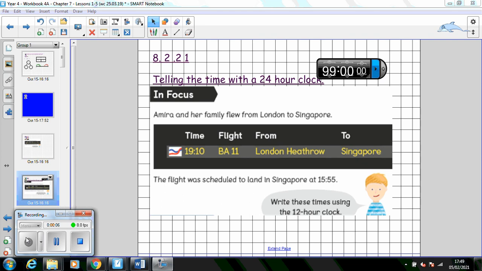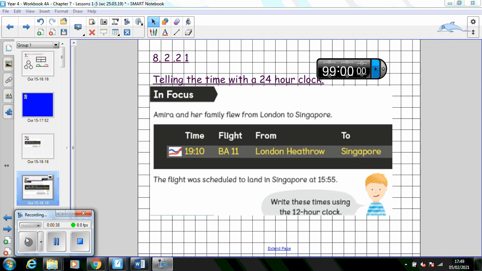We are starting a new unit just for this week, 5 lessons on time. Now, we're not so much going to be learning how to read a clock, what about converting times? And I want to take today slowly just while we start. Our objective today is telling the time with a 24-hour clock. Some of us might need a little bit of reminding about that, others might be feeling very confident.